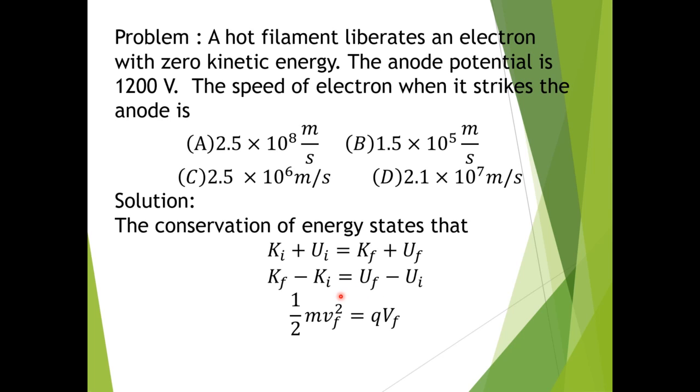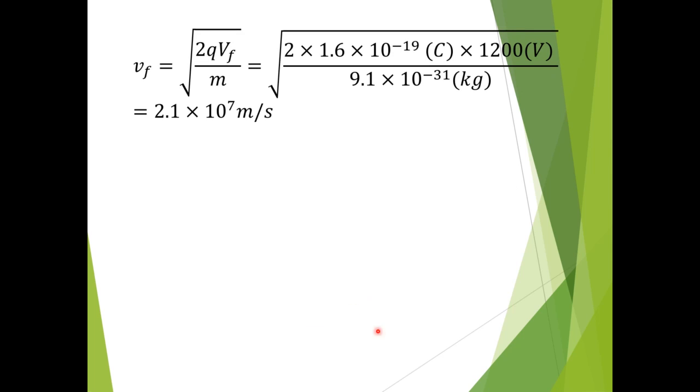So since the initial speed of the electron is 0, the initial kinetic energy is 0. So that's how we get 1/2 m vf square is equal to q times the potential. So solve this for the speed. So we get the speed of the electron as square root of 2 times the charge of the electron, the potential through which the electron has been accelerated, over the mass of the electron. So if we plug in the numbers, then we get the speed of the electron as 2.1 into 10⁷ meter per second.